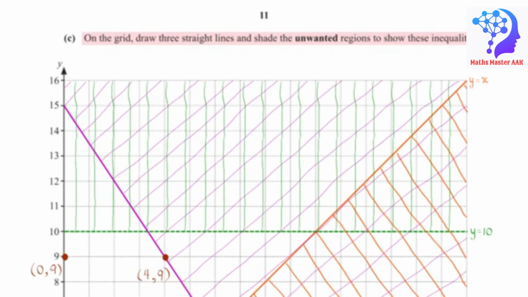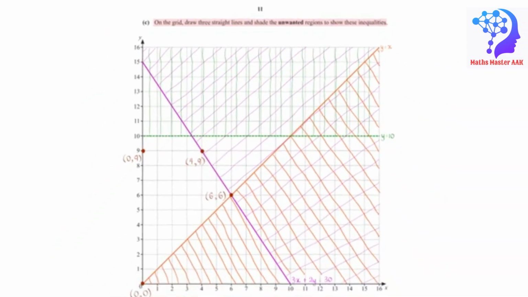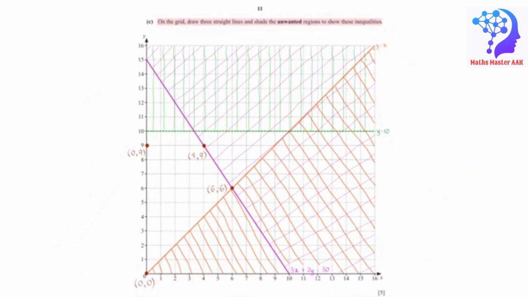On the grid, draw 3 straight lines and shade the unwanted regions to show these inequalities. We have 3 inequalities in total. For the inequality y < 10, we need to draw the straight line y = 10. For the inequality y ≥ x, we need to draw the line y = x. For the inequality 3x + 2y ≤ 30, we need to draw the line 3x + 2y = 30.